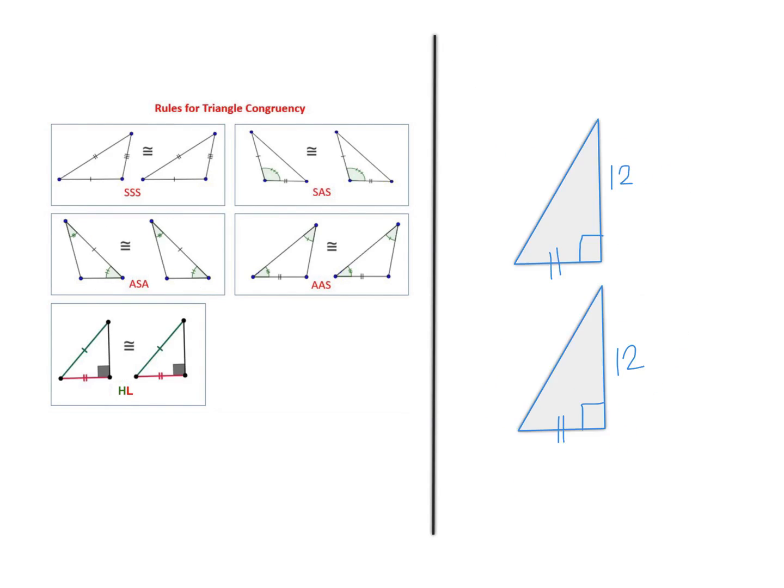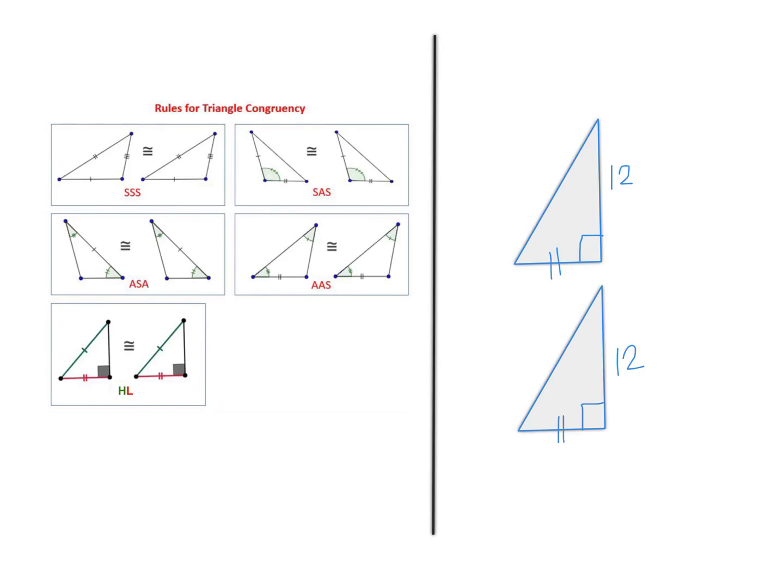Let's look at another one. All right, so here's another one. In this picture, we have 2 right triangles, and I want to figure out if they are congruent, which postulate proves that they are congruent. And I want you to be really cautious and make sure that you're looking at the picture before you decide.